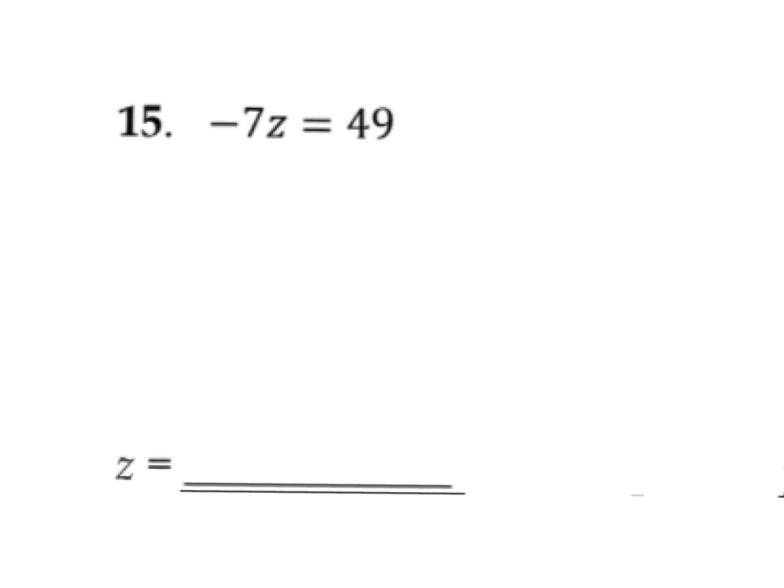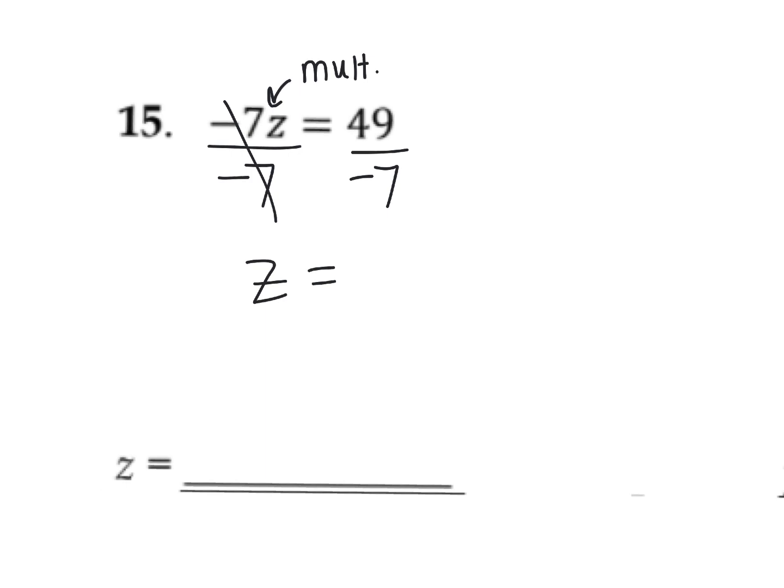15. Negative 7 times z equals 49. So negative 7 times z, these are multiplying. So we are going to do the opposite and divide. So when I do that, I get z on the left, and then on the right, 49 divided by negative 7, I get negative 7.